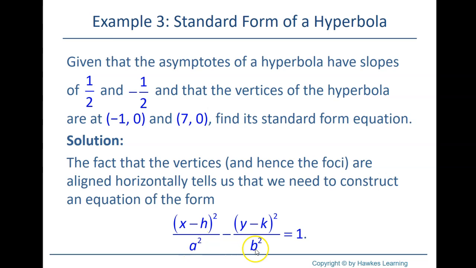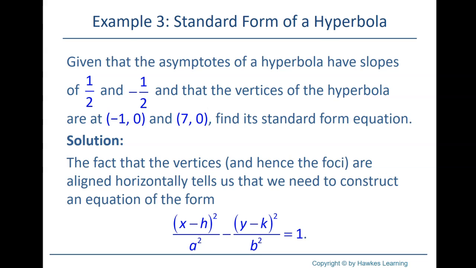So we're not yet being given what a and b are, or we'd be done here. We have this ratio of a to b, or sorry, in this case b to a, but we don't have enough information yet to know which one they are. We do have enough information to find h and k though. The center is halfway between the vertices. So if I add 7 and negative 1 together, I get 6, right? And then if I divide that by 2, I get 3. So the center of this thing is going to be at 3, 0. I do know that part at least. So that means that h is 3 and k is going to be 0. So y minus 0 is just going to be y squared. So our numerator for the y part is going to be just y squared over whatever b is.